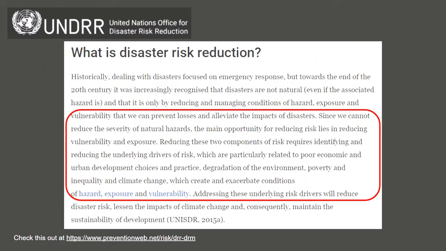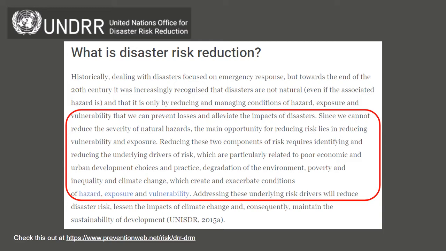So according to UNDRR, what is disaster risk reduction? We have already talked about this in the previous videos on basic concepts: natural hazards are always present and always there. There's no way for us to completely avoid them, but the best thing that we can do is to lessen the exposure and vulnerability of the people against those hazards.